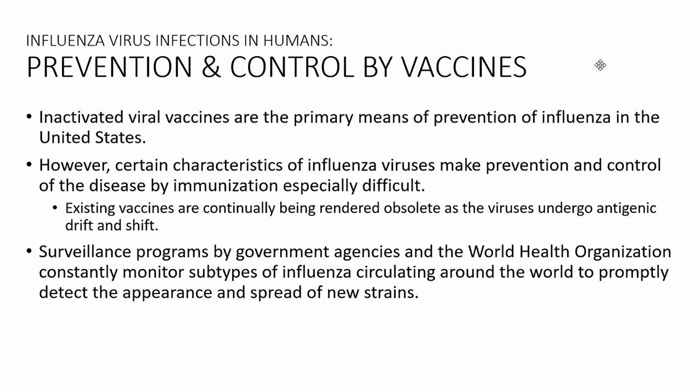Inactivated viral vaccines are the primary means of prevention of influenza in the United States. However, certain characteristics of influenza viruses make prevention and control of the disease by immunization especially difficult. Existing vaccines are continually being rendered obsolete since the viruses always undergo antigenic drift and shift. Surveillance programs by government agencies and the World Health Organization constantly monitor subtypes of influenza circulating around the world to promptly detect the appearance and spread of new strains.